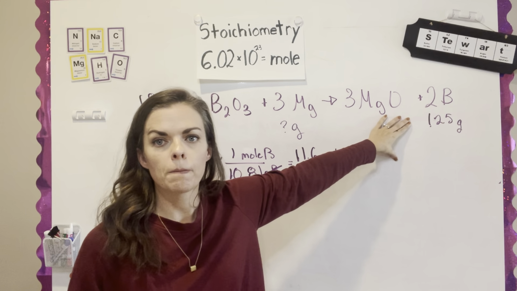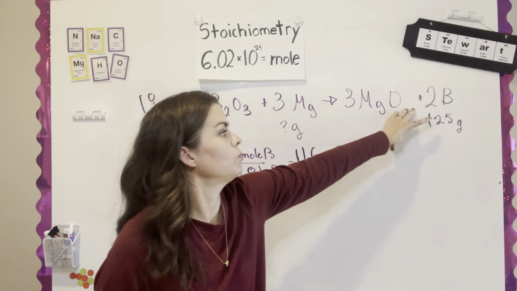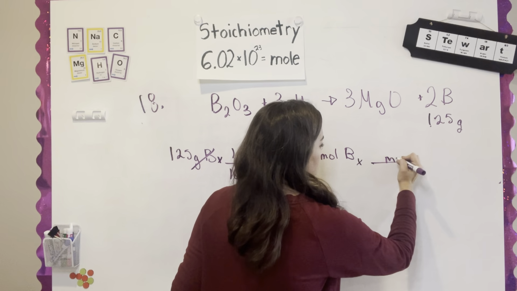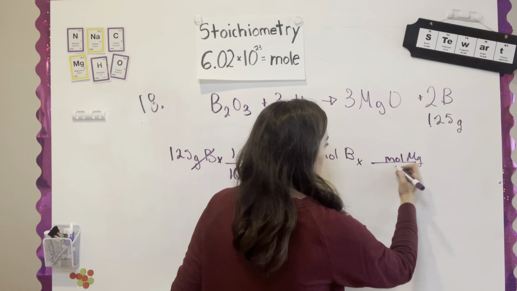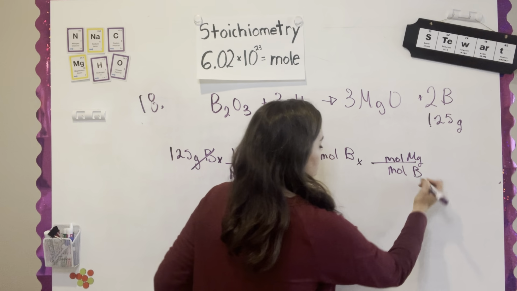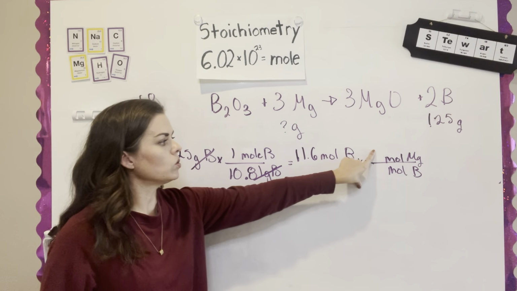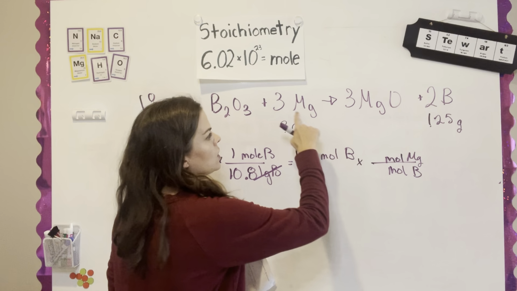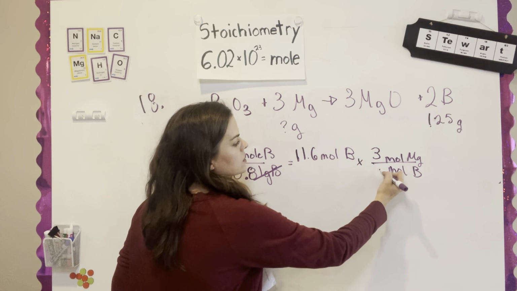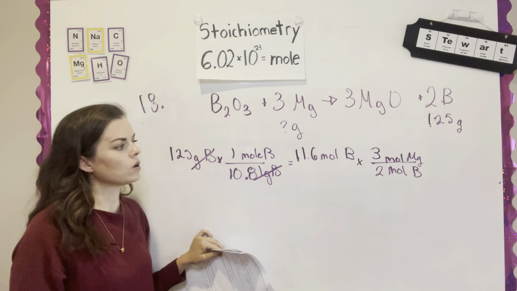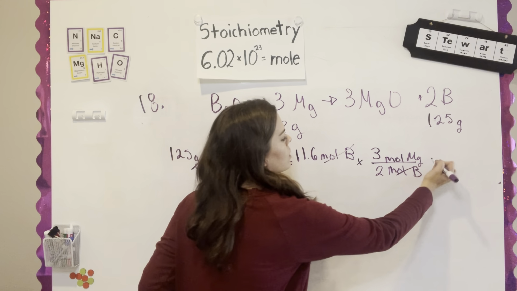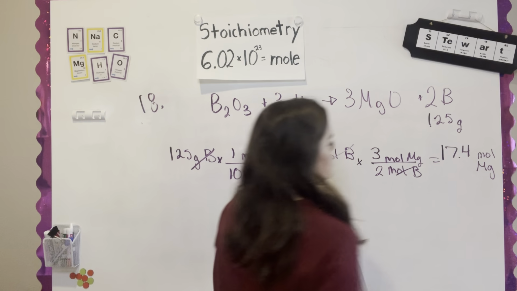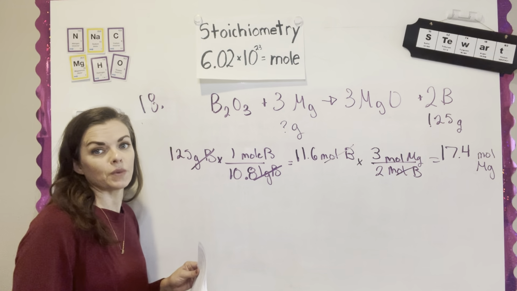I'm going to use my balanced chemical equation to go from boron to magnesium. When I'm going from moles to moles, I'm going to be using these coefficients from my balanced chemical equation. So there's a 3 in front of the magnesium and a 2 in front of the boron. Moles of boron cancel out, and you're going to say 11.6 times 3 divided by 2, 17.4 moles of magnesium.